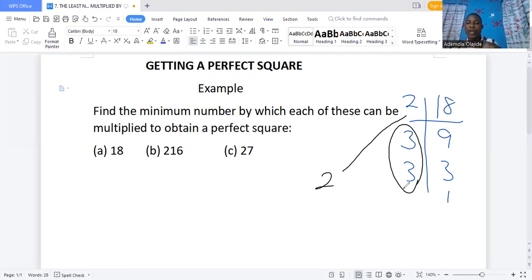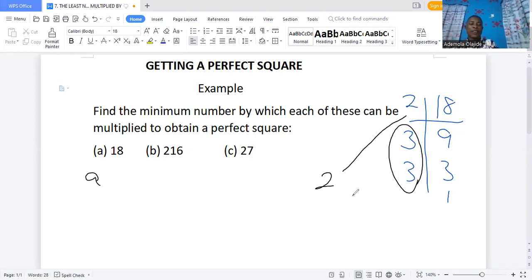That means if you produce a pair for it, it will become a perfect square, because like this one now, 3 times 3 is perfect. So this 2 does not have another 2 that will make it perfect. So if you produce another 2 now, that means 2 is the least number that we can use to multiply 18 to make it a perfect square. So the answer is 2.